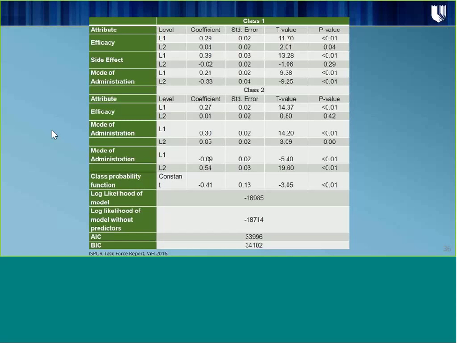But thank you. I mean, sharp eye, as Reed said, it's in this particular slide, that's a mistake. It should have said side effects, not mode of administration in the middle attribute for the second class.